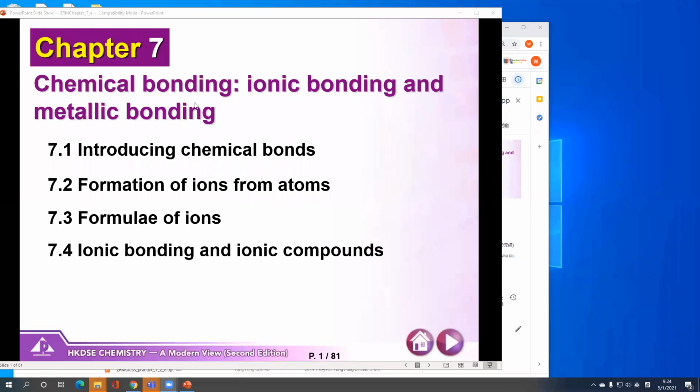Chapter 7 talks about chemical bonding. Okay. Previously, you learned about different elements, right?